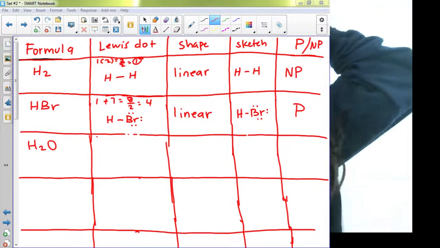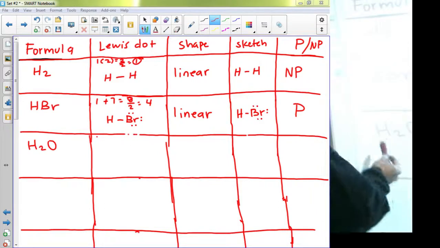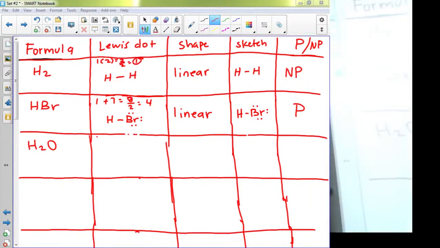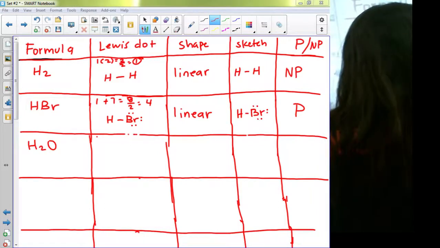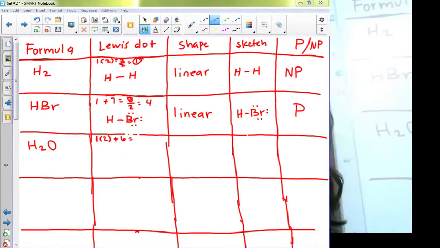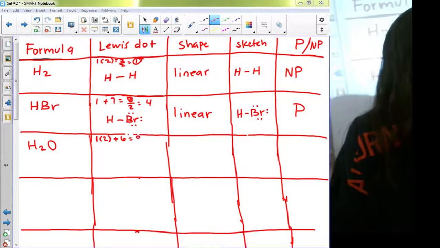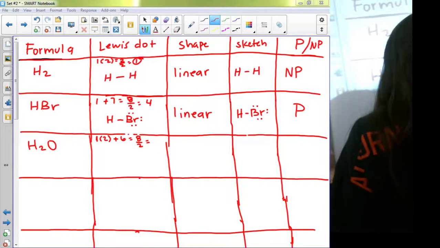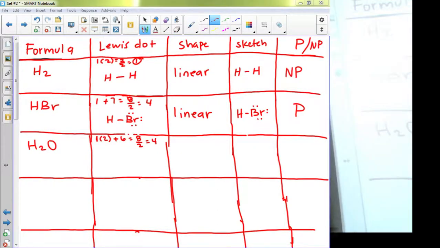Alright. Next we are going to do H2O. So how many valence electrons does hydrogen have? 1. 1 times 2 plus 6 would be 8. 8 divided by 2 is 4.